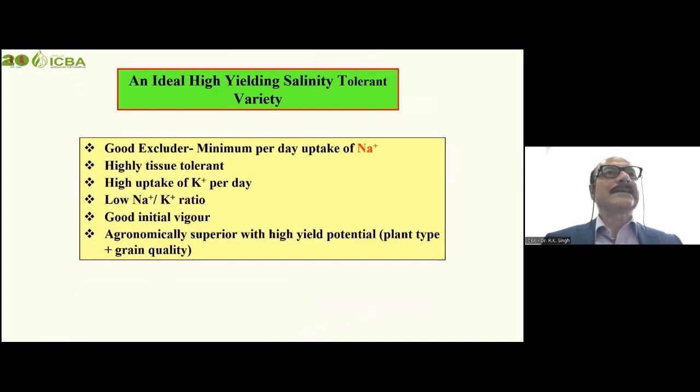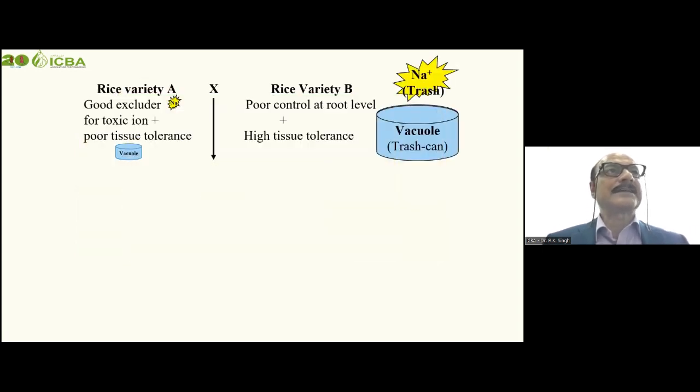So the ideal high yielding, salinity tolerant variety should be a good excluder, which takes up only a minimum per day uptake of sodium, and be highly tissue tolerant. It should have the highest amount of K per day uptake and a low sodium potassium ratio. Good initial vigor will dilute the effect of the higher concentration of salt, and it should be agronomically superior with high yield potential.